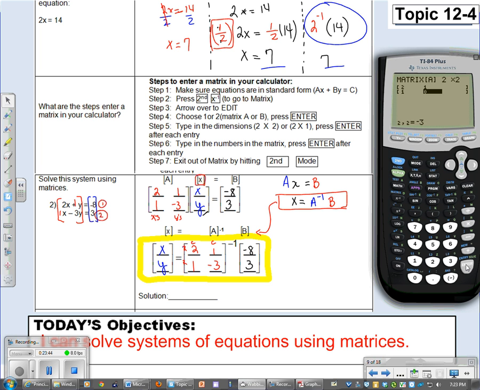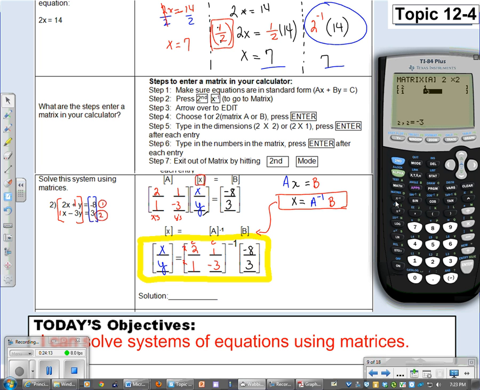If you don't press enter, notice that this number has not changed. So you must press enter. Hence step 4 says to press enter. I'm sorry. Step 4, we chose the matrix. Step 5, we typed in the dimensions. We pressed enter. And then step 6 is type in the number in the matrices, pressing enter after each entry. So pressing enter after our last one, we now see I do have a -3 in there.